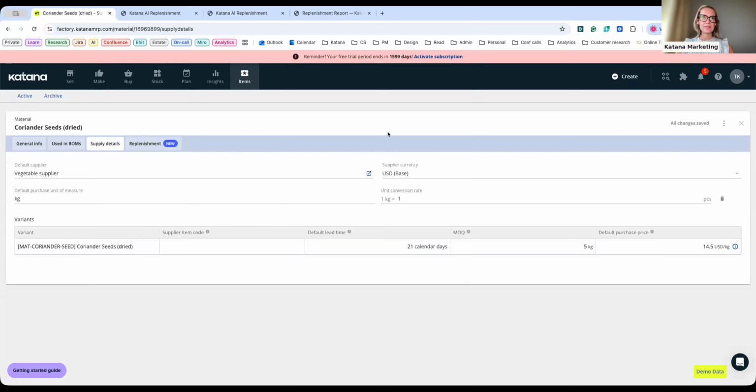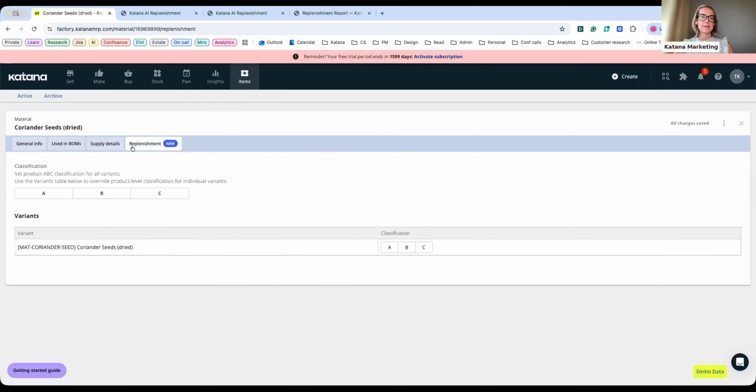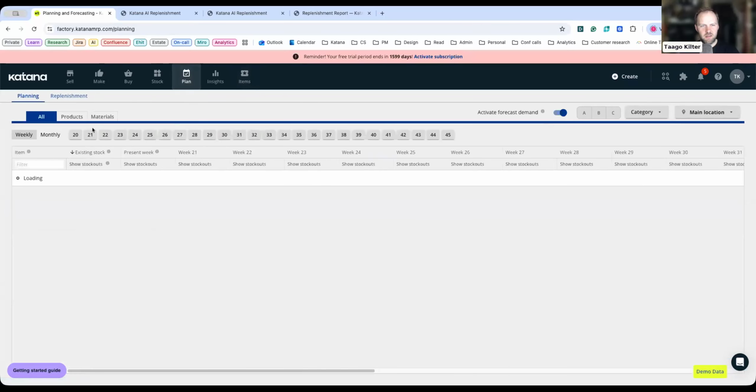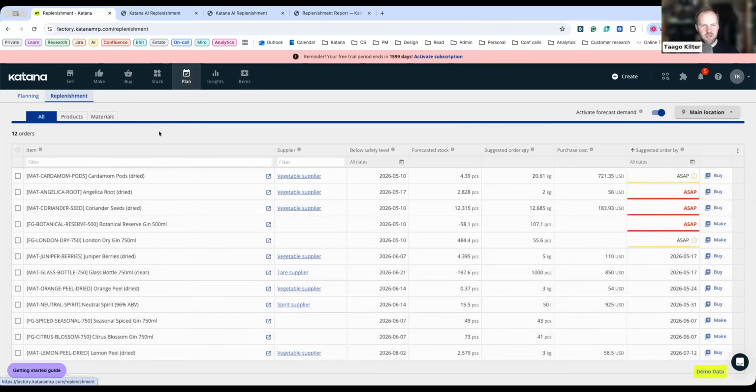The replenishment tab visibility on materials. We have one attendee who was on materials and sees the replenishment tab, but no projected order date. Why might this be happening? In the plan, replenishment.